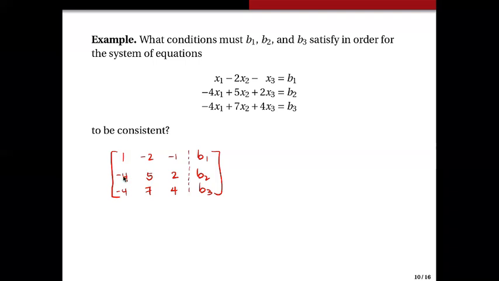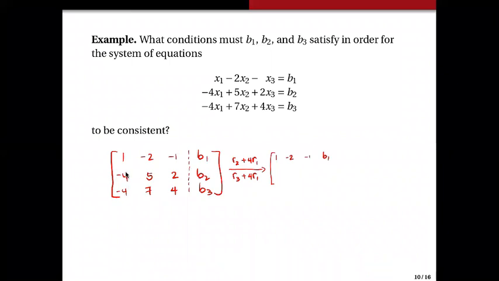And then in here, this is 4, this is -4, this is -4, so we want to make these two guys here 0. And to do that, we just need to do row 4 plus 4 row 1. Sorry, row 2 plus 4 row 1, and row 3 plus 4 row 1. So if we do that, of course, row 1 will be fixed: 1, -2, -1, B1.